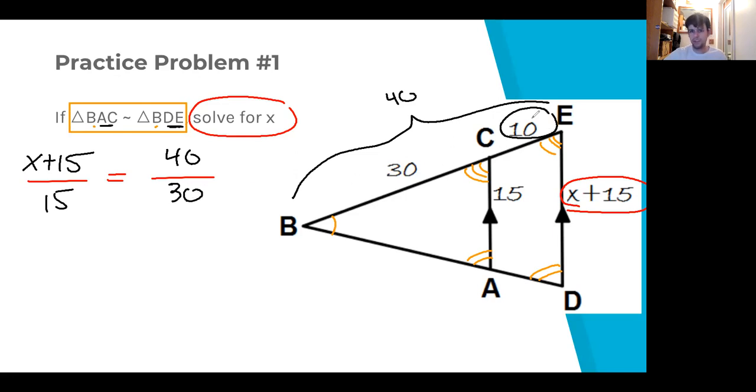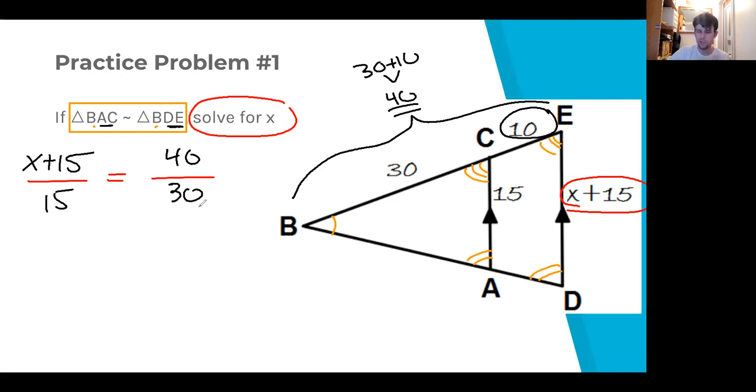People will use this 10. They'll do like 10 over 30 or 30 over 10 or something. That 10 is just a piece. That's not a full side length. So I had to use it to come up with this measurement, right? Adding these two parts together to get 40, but it's not a value that needs to be used in my proportion here. Anyway, once I have this, I can go ahead and start solving.